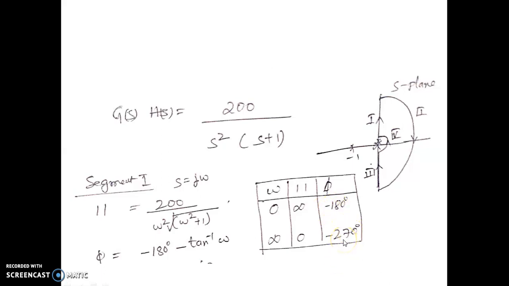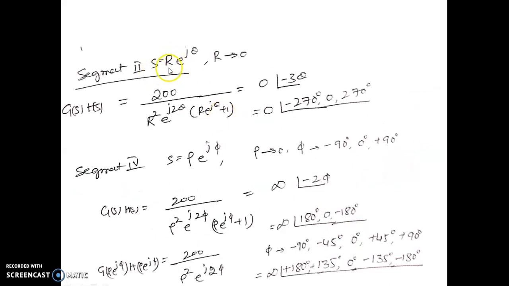minus 270 degree. Then see the second segment, s is equal to r e power j theta. So it will end up with a dot at the origin. You can see 0 magnitude, whatever the phase, it will be a dot. The fourth segment will be slightly different. You can see rho e power j phi, where rho is 0 and phi is varying from minus 90 degree to 0 degree plus 90 degree.